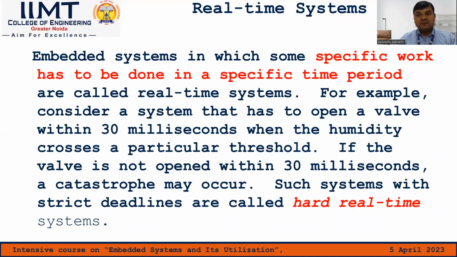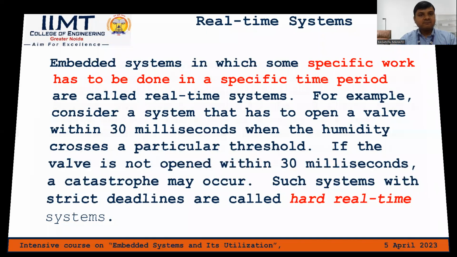Then there are embedded systems in which some specific work has to be done in a specific time period. These come under real-time embedded systems. Within a certain fixed time, the work has to be done. If it is not done within that time, a catastrophe may occur. For example, if a valve is not opened within 30 milliseconds, the time defined earlier, some mishap may happen. In such cases, strict deadlines are called hard real time.